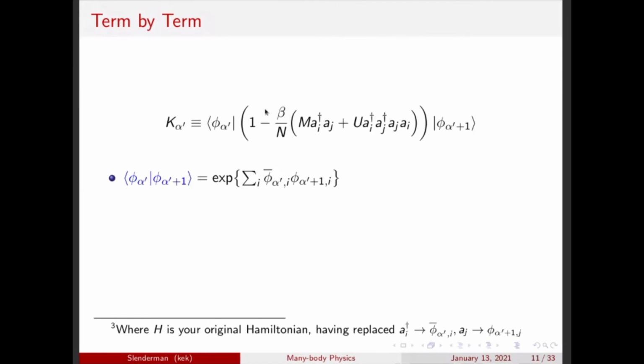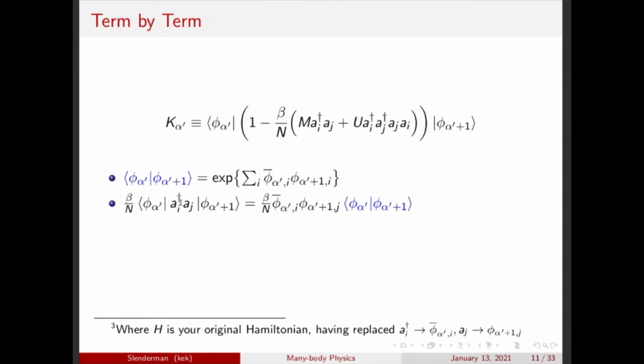We can look at the first one. This is the overlap of the phi's at different alpha primes. If you're familiar with the path integral approach, this is the overlap of the phi variables at different times. We can just use the definition of the coherent states, from the definition I showed you earlier, to write down what this matrix element is. Then we can look at the next term. I'll forget the M for now. You can reinsert it if you want.